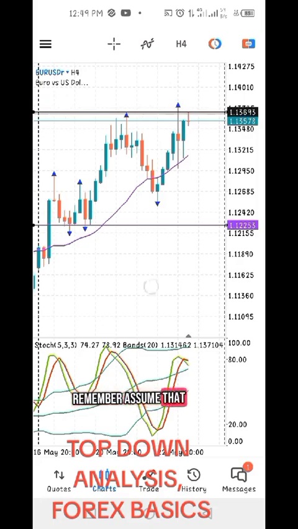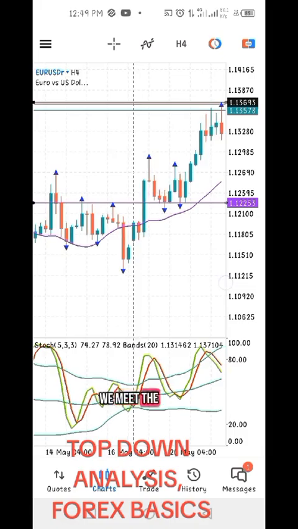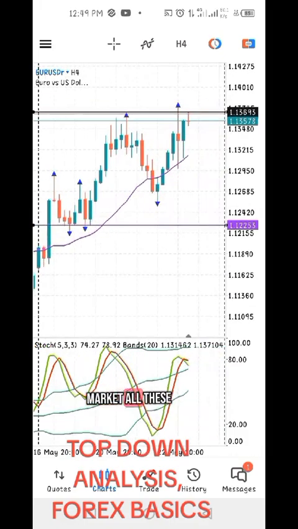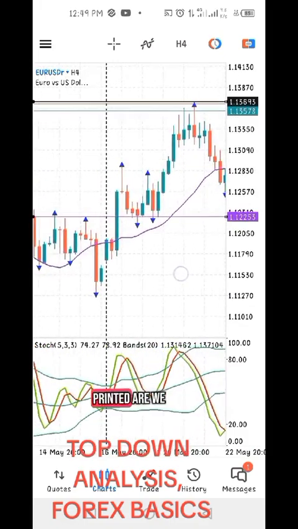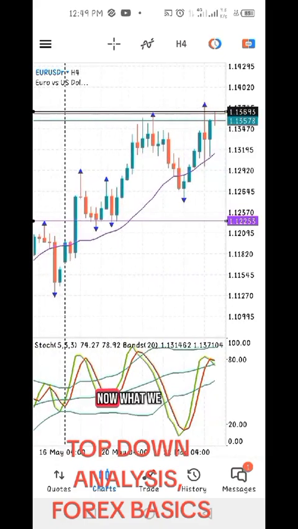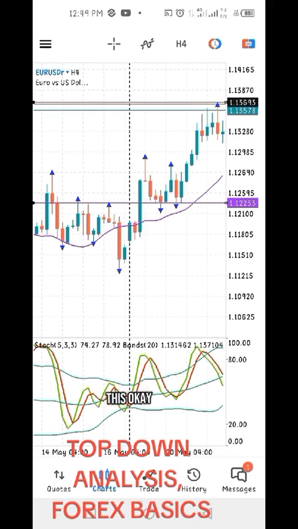Remember, we assume that this is where we meet the market. All these candles in the front, they have not printed. Are we getting it now? Now, what we are going to do, let me do it like this. Let's say this is where we meet the market. Are you getting it now? Now, we put it in that place.